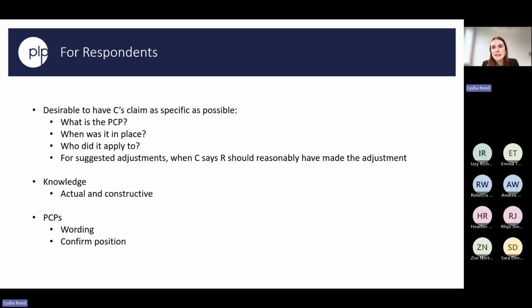The second point on PCPs is to confirm your position, if you can, in your grounds of resistance. So if it's accepted that there was the PCP alleged, then do say so. If the wording's similar but not quite as you'd think, also raise that in your grounds of resistance. The tribunal will be grateful for the narrowing of the issues, and ultimately not everything needs to be in dispute. If it's agreed, then that assists everyone.